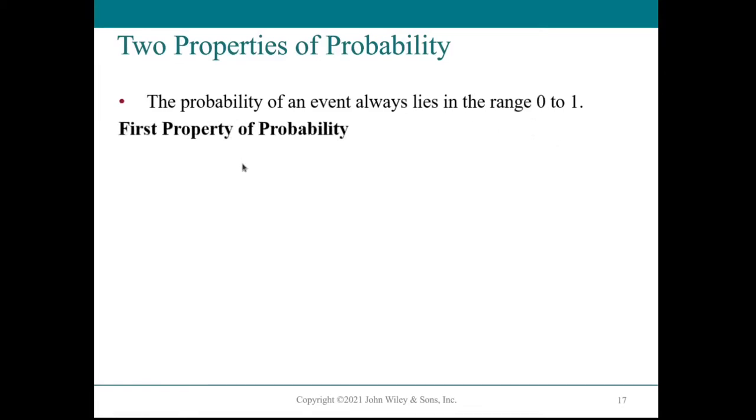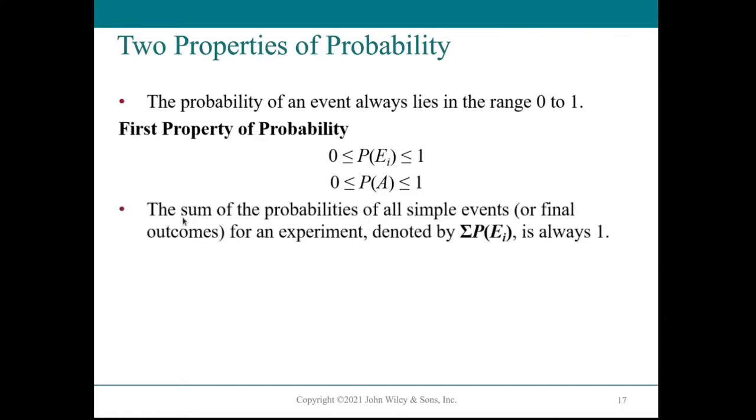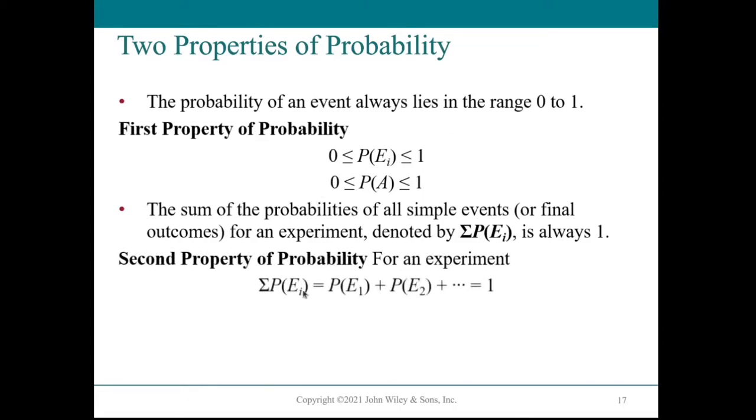So we have here two properties. The first property is that the probability of an event will always lie in the range of 0 to 1. So whether it's a simple event or a compound event, it's always within the range of 0 to 1. The second property is that the sum of the probabilities of all simple events, or the final outcomes of an experiment, is always 1. Basically, the sum of all outcomes of your experiment must always be equal to 1.